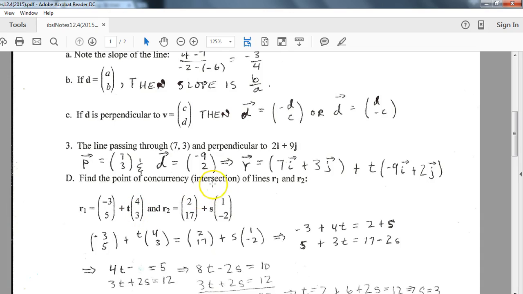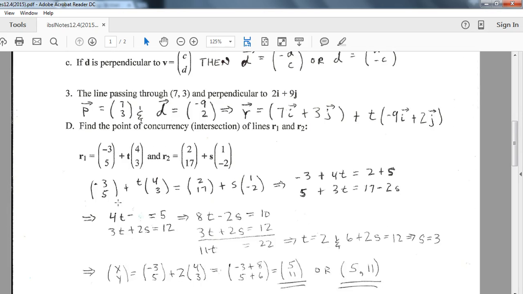Point of concurrency, or the point of intersection of two lines. So here we have the first vector, so that's the first equation of a line. Here's the second equation of a line. And if we're going to find the point where these two intersect, so we're looking for that point that they have in common, we're simply going to set the two equations equal to each other and solve.